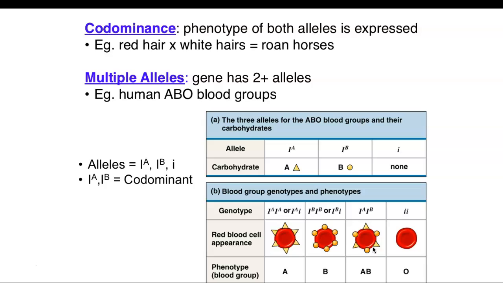ABO blood type is an example of multiple alleles. So how many different alleles are available for blood type? Well, it would be 3. You have allele A, you have allele B, and then you have this allele I. And so what the allele I means is no carbohydrate chains hanging off of the red blood cell.